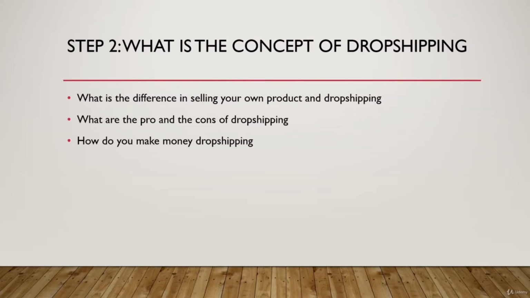Selling your own products means that you have the products. Let's say you're selling t-shirts. This means you created the t-shirt, you bought t-shirts somewhere, you're storing the t-shirts at your house or in any other warehouse. So you are owning the products. And then when you are making sales, you ship the products directly to the customer. So what does it mean?